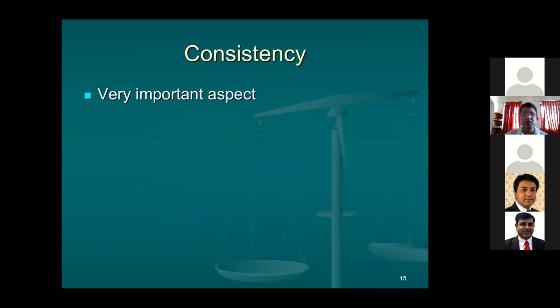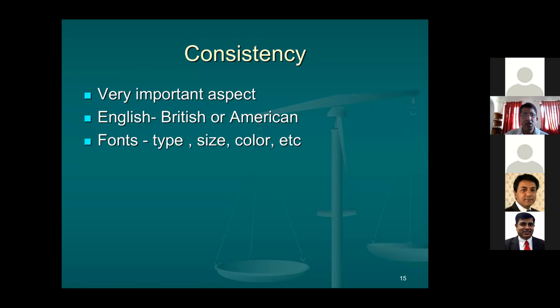Another important thing is the consistency when we write a result section. This is a very important aspect. So, for example, if the journal we intend to submit to says that you follow American English, you have to follow American. Or if it says British English, you have to follow that. That's why it is extremely important to read the information for contributors page before we submit the article to that journal. Another is fonts, type, size, color, etc.